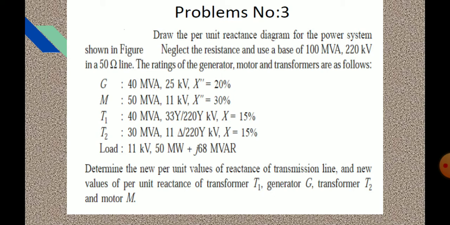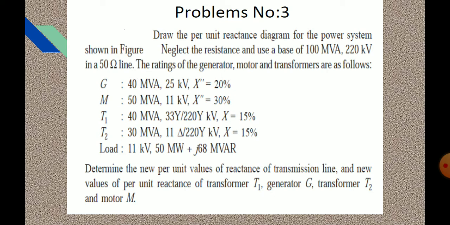Here, draw the per unit reactance diagram for the power system shown in the figure. Neglect the resistance, since it is a reactance diagram. The base values we have to take as a new value: base power 100 MVA and base kilovolt 220 kilovolt in a 50 ohm line, so the impedance value is 50 ohm. The ratings of the transformer, generator, and motors are as given.